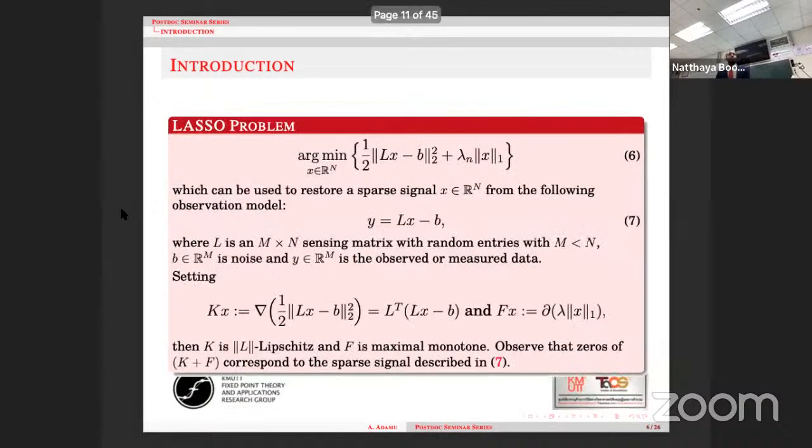Consider, for example, the lasso problem, which is problem (6), which can be used to restore a sparse signal from the observation model (7). Observe that by setting K to be the gradient of the operator ||Lx - b||^2, and F to be the subdifferential, solutions of this inclusion problem (5) will be equivalent to the sparse signal which was described in this model (7).